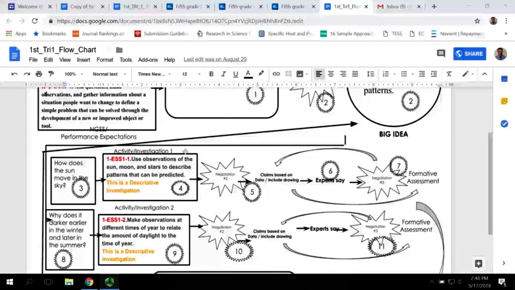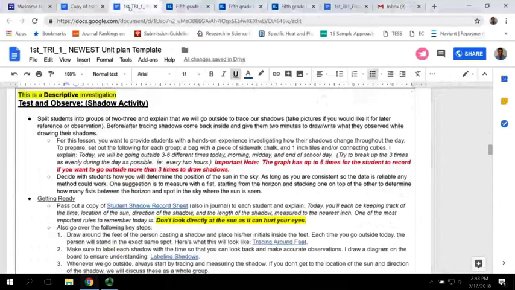In this video we'll be talking about the first investigation after the big idea was established. And in this one, again, if students come up with similar questions, you can go that route, but this is an idea that you can maybe help them develop. This is the shadow activity, and this is a descriptive investigation. In this one, they're just going to be describing what they observe.